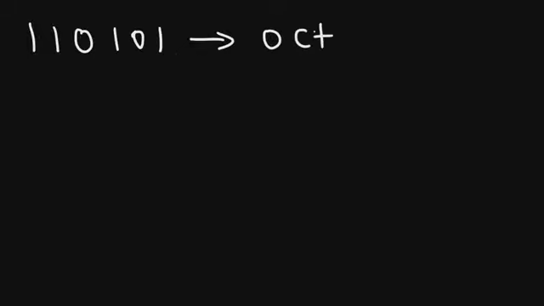In this video, we're going to talk about how to convert a binary number into an octal number. So let's say we have the number 110101. How can we convert that to an octal number? So what do you think we need to do? What we need to do is separate this into two groups of 3.